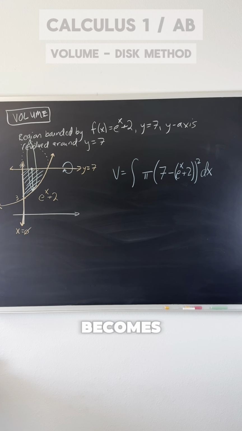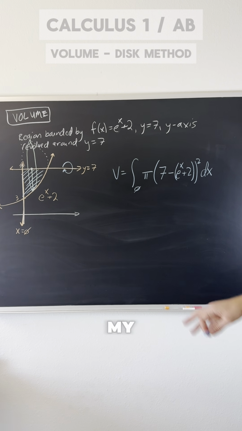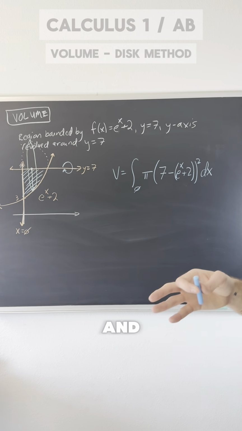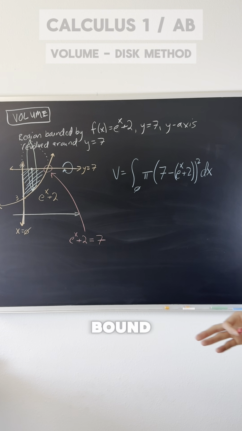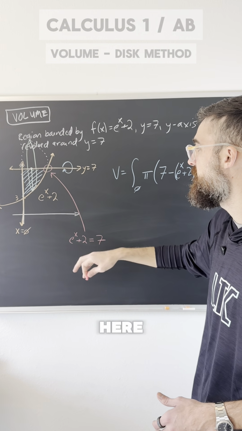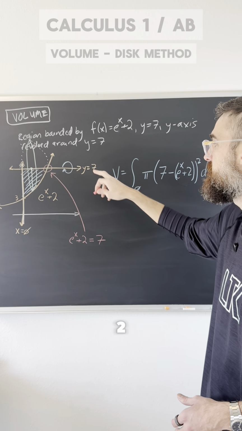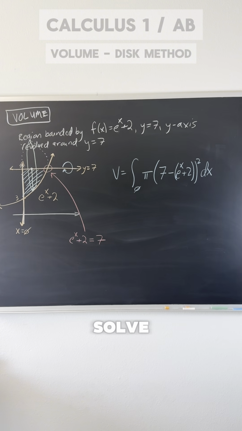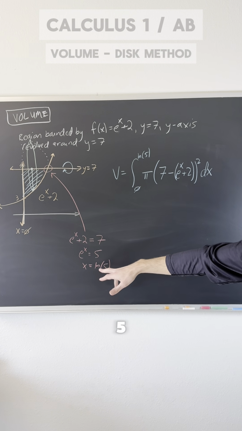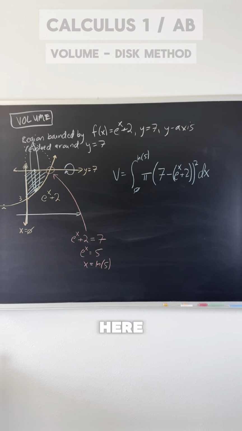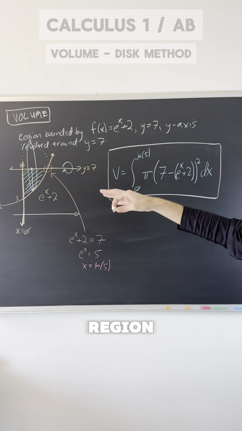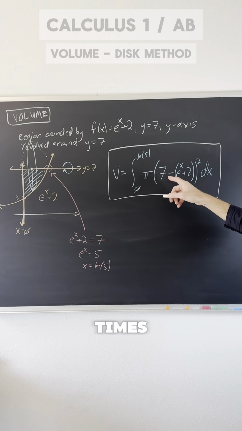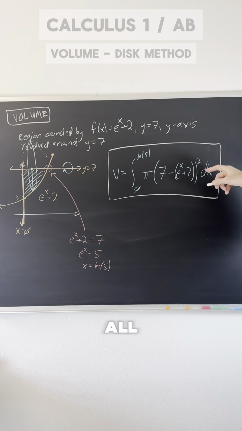Now the question becomes, what about my bounds? I do know that my bottom bound is going to be 0 because I'm starting at x equals 0. I'm starting on the y-axis and I'm moving across. And to get our top bound, we have to find the intersection point right here between the functions e to the x plus 2 and 7. To do that, we simply set these equal to each other and solve. We end up getting x equals ln of 5, so we'll put that on our top bound here, and there you have it. The volume of our bounded region would be equal to the integral from 0 up to ln of 5 of pi times 7 minus e to the x plus 2, all of that squared, dx.